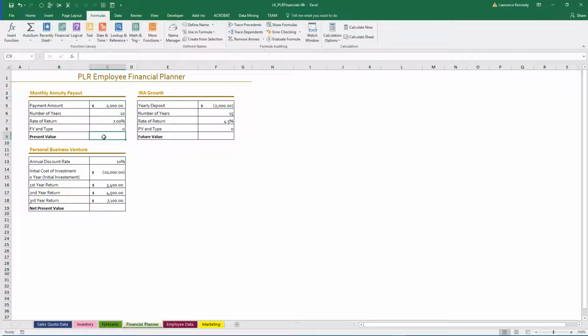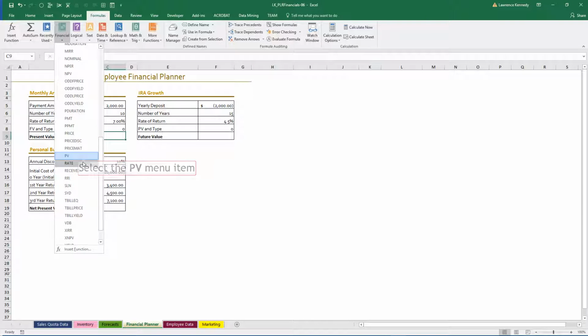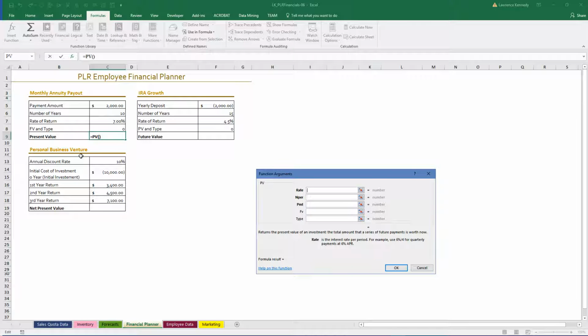Okay, so let's look at it in terms of an example using these numbers. I'll start by calculating the present value. I'll click in C9, go to the Formulas tab, select Financial, and scroll down, select PV for present value. So what is the rate? Well, the rate here is 7%. Now, because the payments are done on a monthly basis, I need to divide this 7% by 12 to get the monthly rate.